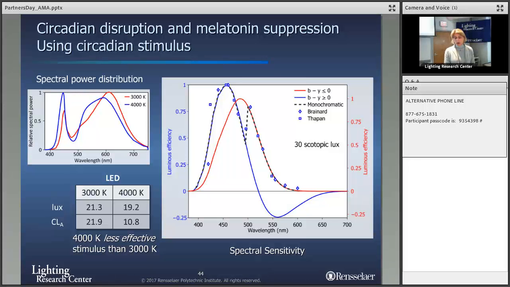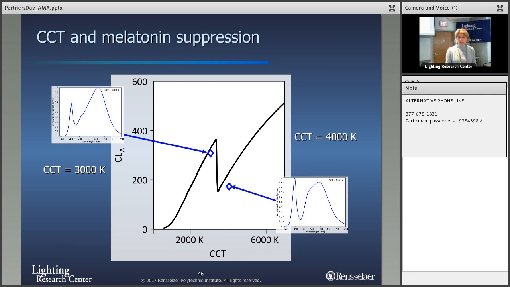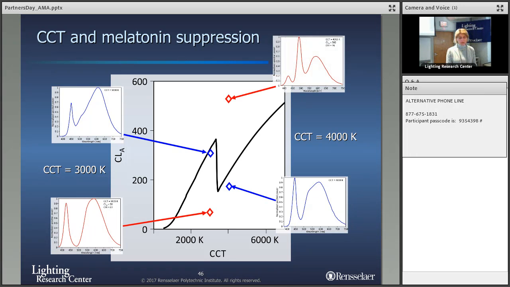So it could be that you are specifying a 3000 K and you're actually giving a greater stimulus than if you had been using a 4000 K, for example. Okay, and this is why this happens. It happens because some of the SPDs around this range, between 3 and 4000 K, will fall into this area here. And what that is basically is, depending on the SPD that you get, you can get it either on this side or on this side. So in the case that we showed before, you have a CCT of 3000 K, a CCT of 4000 K, but the 4000 falls on the other side of your B minus Y, so it becomes less effective for the circadian system.